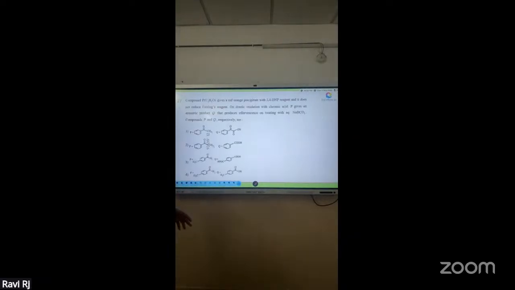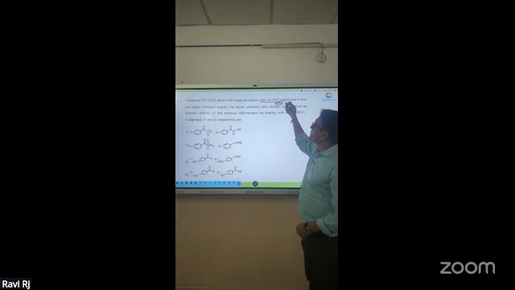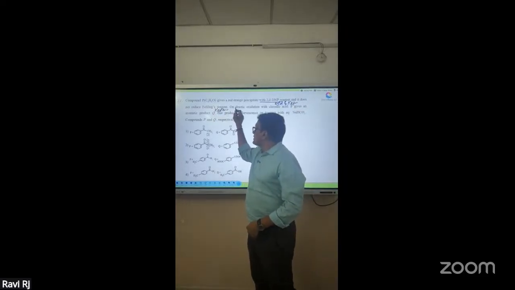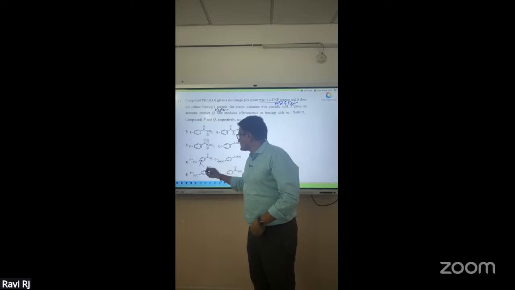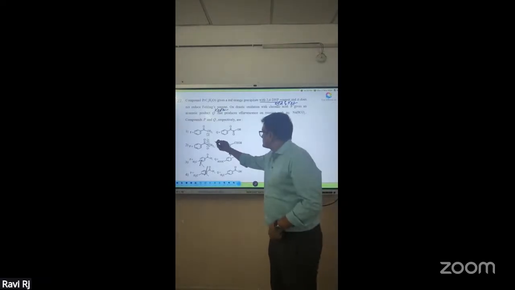Now we have a little lengthy one. You can see it gives the 2,4-DNP test. That means it would be an aldehyde or ketone. It does not reduce Fehling's. That means it is a ketone. So when it is a ketone, you have to rule this out. These two options are ruled out because they are aldehydes. Now you can see that when it is oxidized vigorously, it gives rise to what?